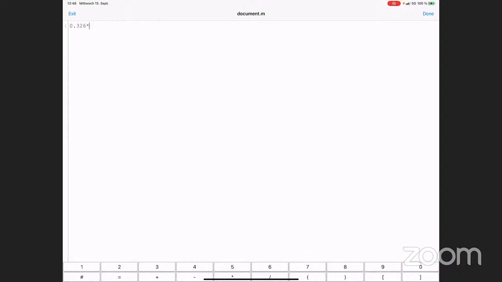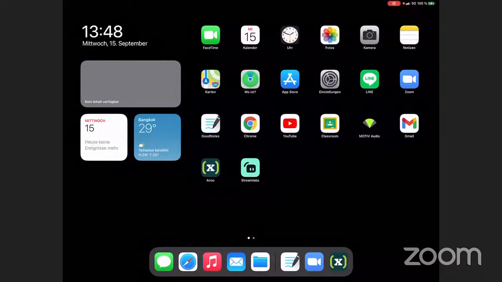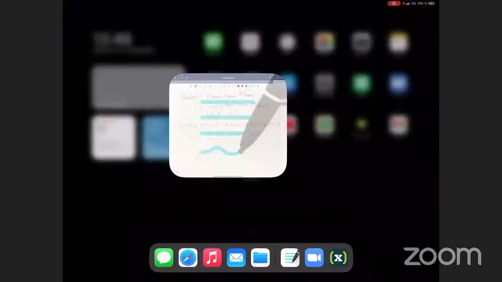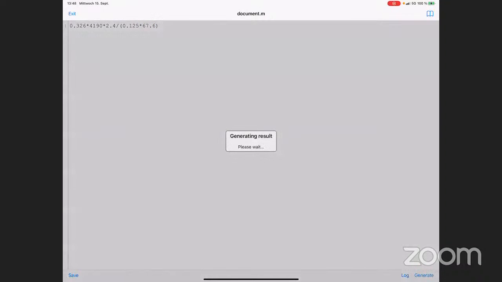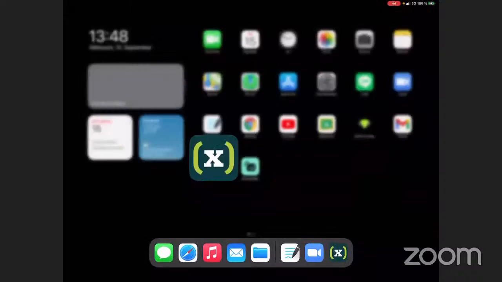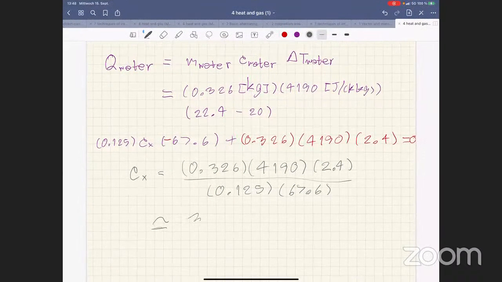0.326 times 4190 times 2.4 divided by 125, 0.125 times 67.6, done, right? 38796, 38796, right? 387.96, and the unit is, of course, going to be joule per kilogram and Kelvin, right there.